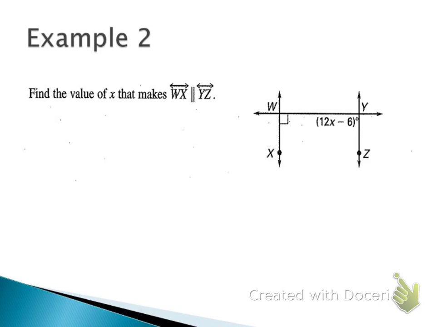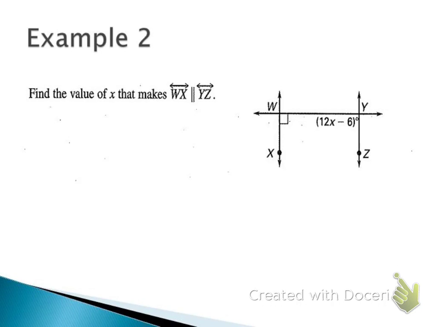We are going to find the value of x that forces lines WX and YZ to be parallel to each other. In order for these lines to be parallel, we need to decide how we need these 2 angles that are marked to be related. What is their angle relationship from our 4 options from last week? These 2 angles are same side interior, and if lines are going to be parallel, same side interior angles are going to be supplementary, or add up to 180.